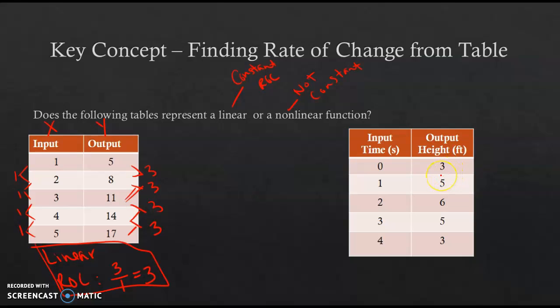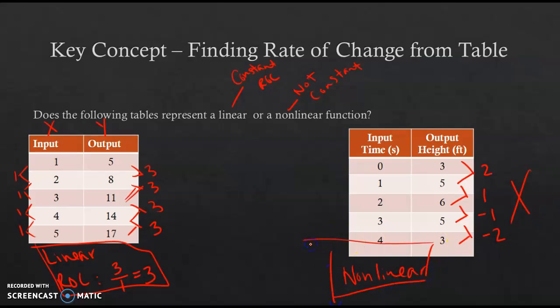So then we're going to come over and do the same thing for this table. So we have 5 minus 3, which is 2. 6 minus 5 is 1. 5 minus 6 is negative 1, and 3 minus 5 is negative 2. So just looking here, they're not the same. And so this is a non-linear function. And honestly, the moment you don't have the same change as before is the moment it's no longer linear. But I just wanted to show you.